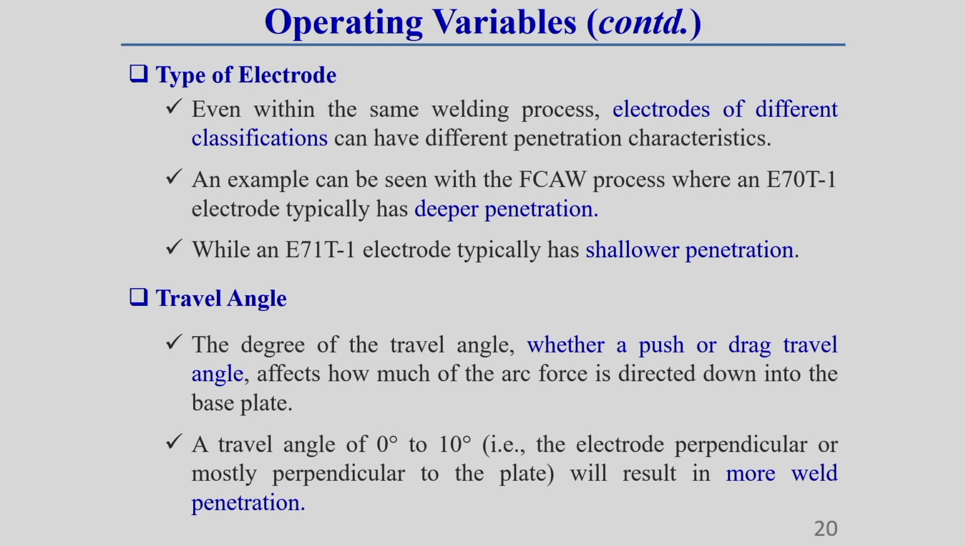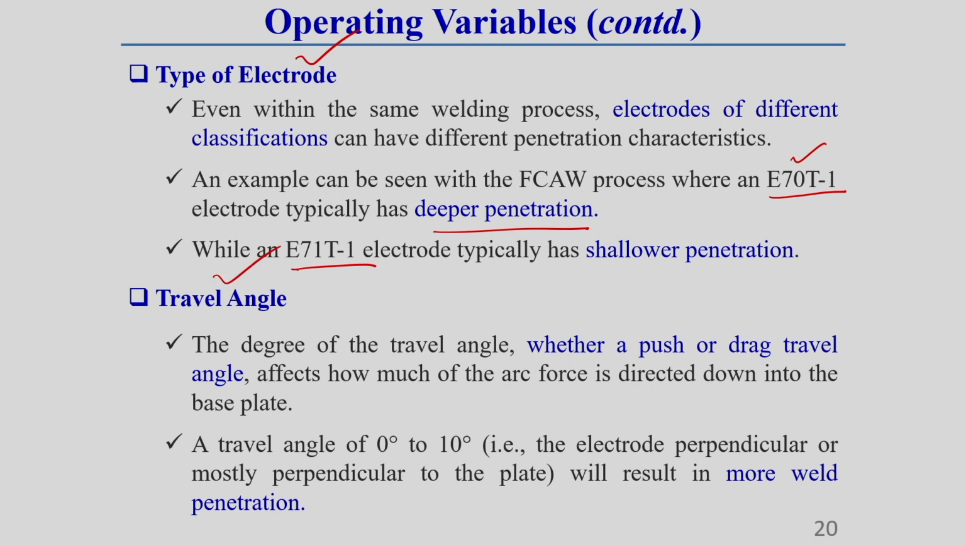Here you can see the first one is called type of electrode. What I have told you, depending upon the type of electrode, the penetration varies for a particular type of welding operation. Like for an electrode of type E70T1, which is a very popular electrode used in flux core arc welding process, it generally has deeper penetration than E71T1, because even with the same welding process, due to change of this electrode, we can get different penetration.